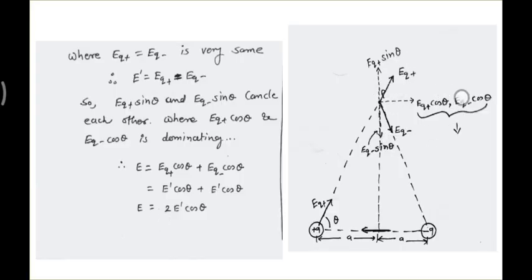So if we reduce E_Q plus and E_Q minus into their components, sine and cos: E_Q plus sine, E_Q plus cos, E_Q minus sine and E_Q minus cos. The E_Q plus sine and E_Q minus sine cancel each other, upside and downside, because the magnitudes are the same. So the cos components are doubled and resulting. So the resultant electric field on the point P, or on the point Q for our example, is 2 times the electric field of the cos component.